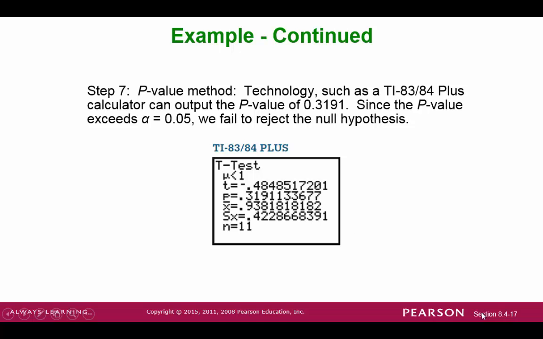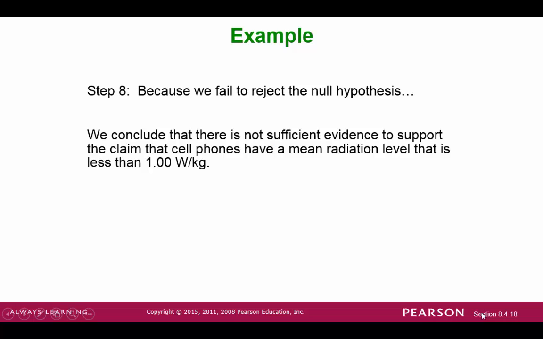We can also use the calculator to get that same t-test statistic, but we also get a p-value of 0.319. Now 0.319 is clearly larger than alpha, the significance level of 0.05, so by the same reasoning we would fail to reject the null hypothesis. Because we fail to reject the null hypothesis, we can then conclude that there is not sufficient evidence to support the claim that the cell phones have a mean radiation level that is less than 1 watt per kilogram.